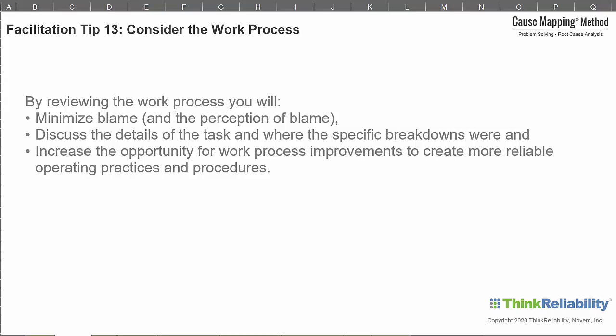By considering and reviewing your work processes during your incident investigations, you're going to do a few things. You're going to minimize blame and/or the perception of blame. You're going to get into the details, or the minutia, of the task where the specific breakdowns were, and you're going to increase the opportunity to improve those work processes and ultimately create more reliable operating practices and procedures.